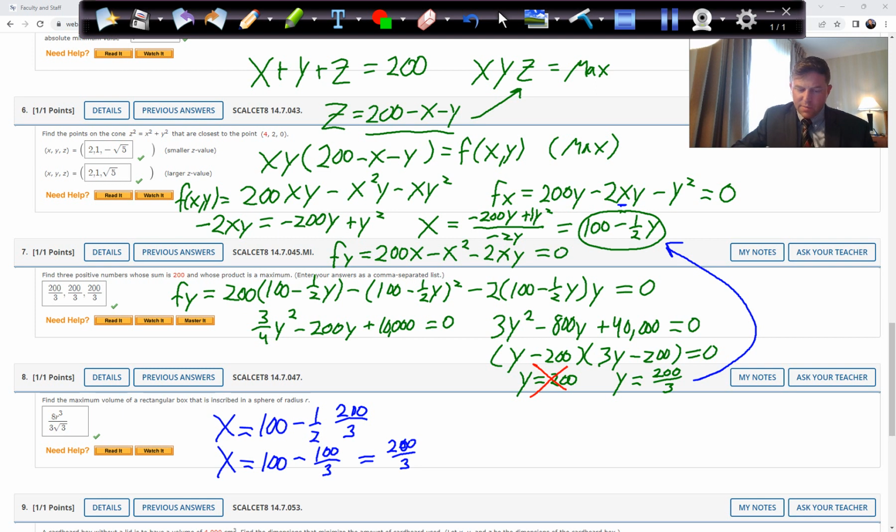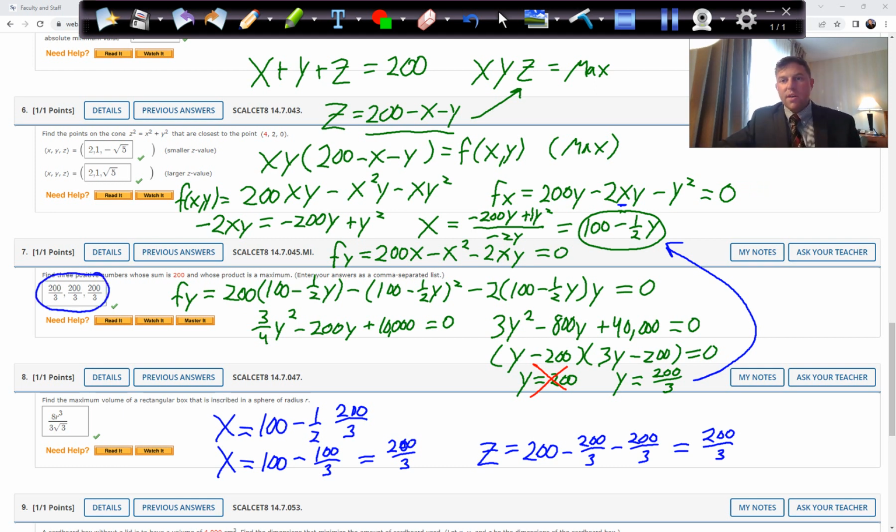And then finally, we just have to find z. Z is equal to 200 minus x, but that's 200 over 3, minus y, which is 200 over 3. And if you do that arithmetic, you get z is also 200 over 3. And so all three numbers are 200 over 3.